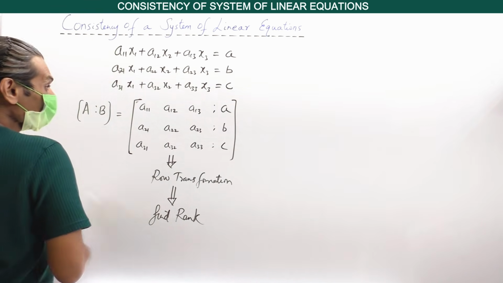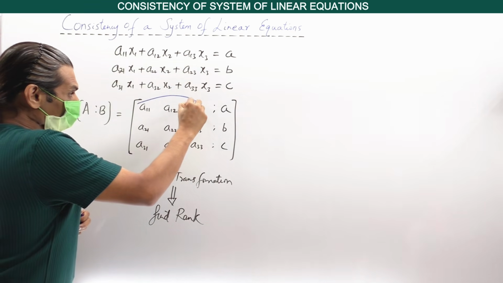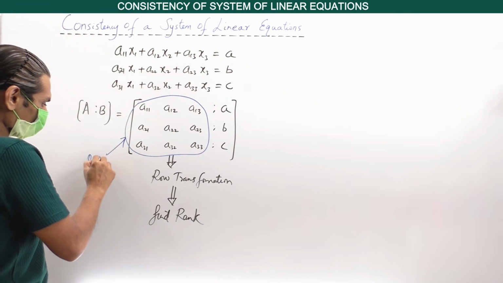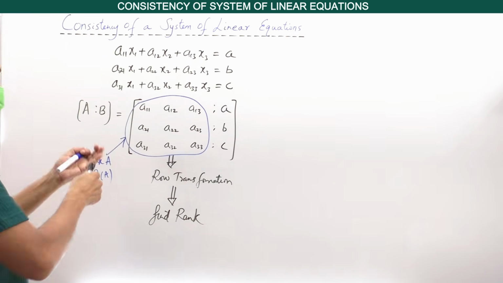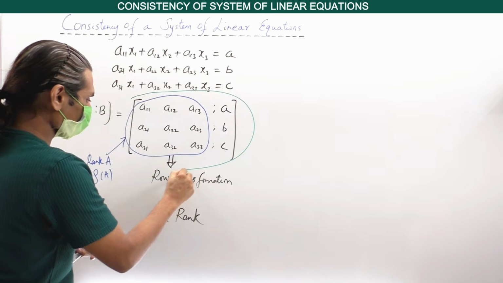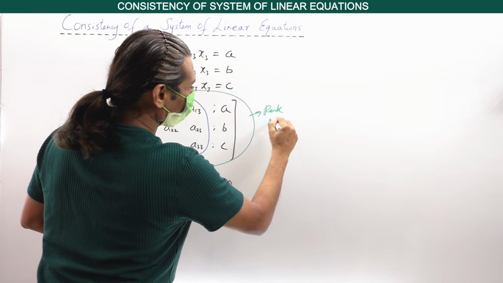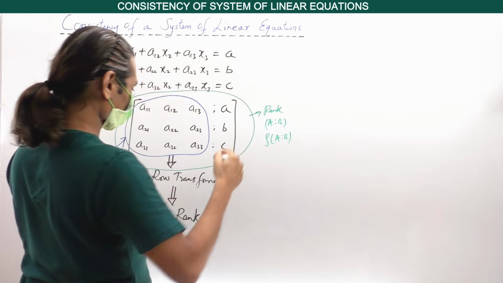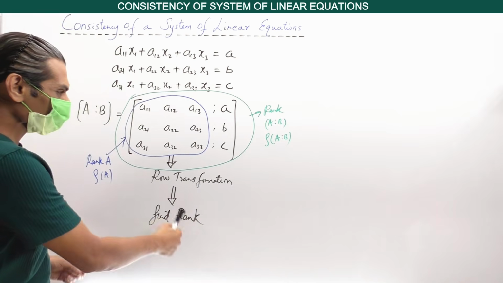Now understand this. Only this part will give me the rank of A, that is rho of A. But this whole thing, that is this plus this whole thing, will give me the rank of A augment B, that is rho of A augment B. Getting it? Now, the whole theory lies behind these two ranks.